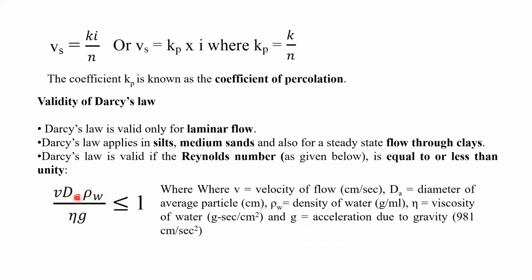Here, d is the diameter of the average particle, v is the velocity of flow, rho w is the density of water, eta is the viscosity of water, and g is the acceleration due to gravity.